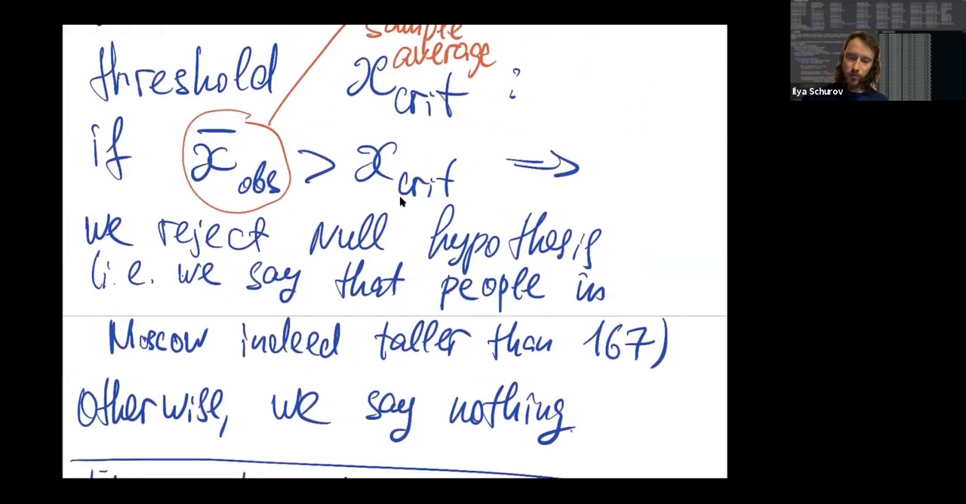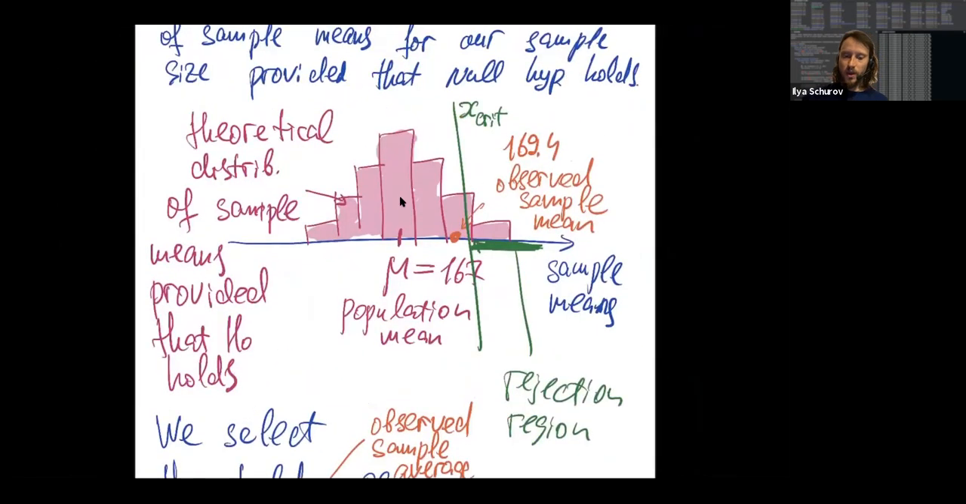Let me return to this picture. And I want to ask you how to find a probability to make type one error if my decision-making procedure is as described. If I have some X critical and I will reject null hypothesis if I'm here.